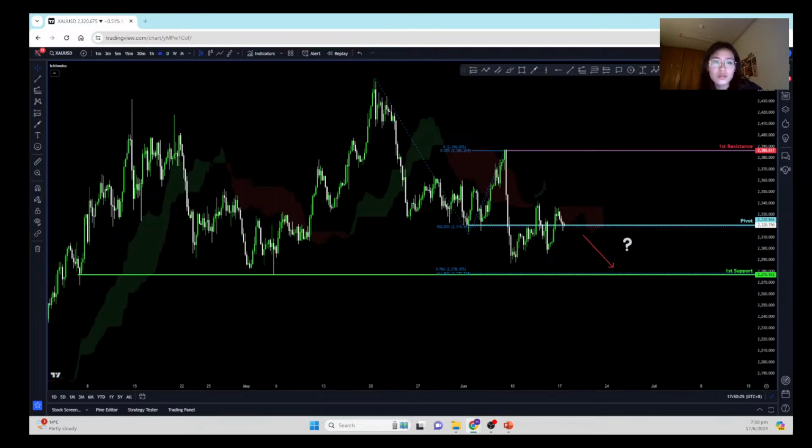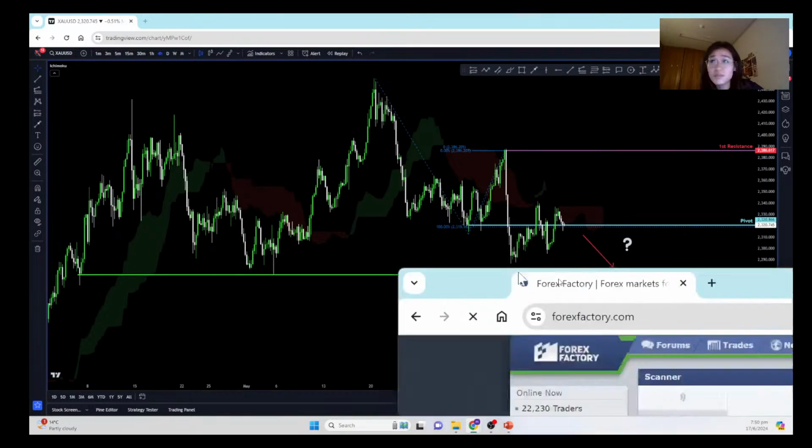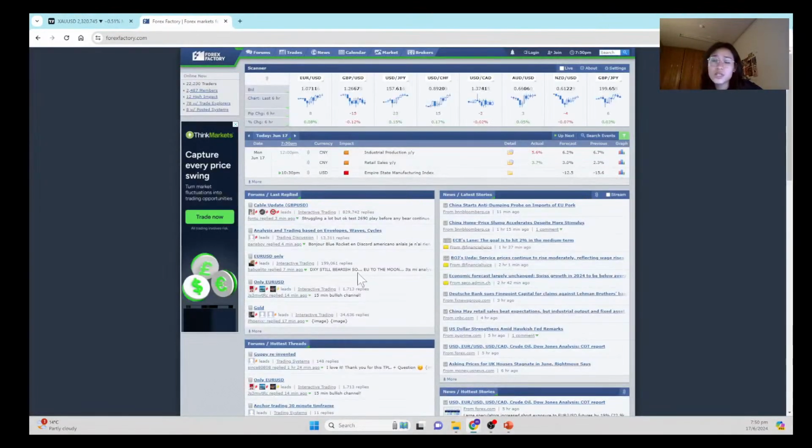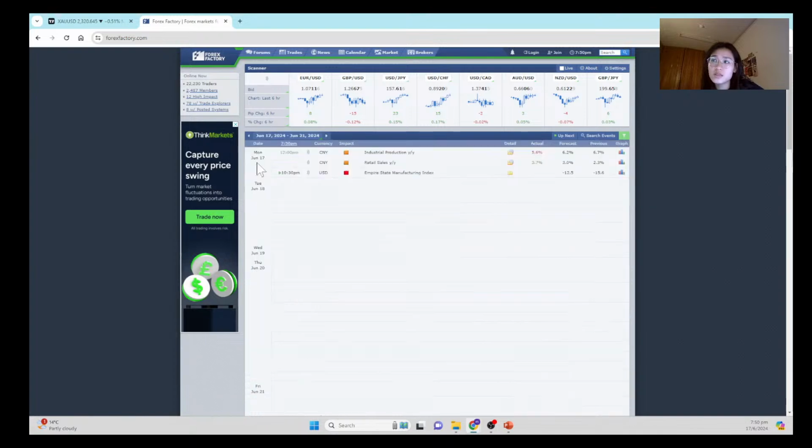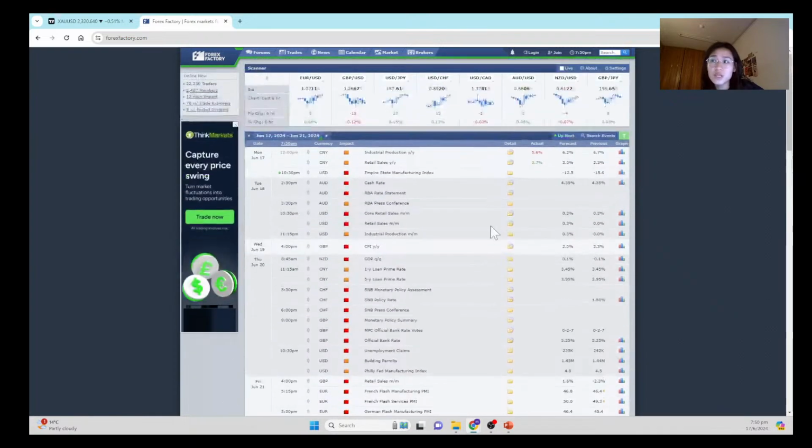We can also take a look at this week's events. Forgot to do that at the start. Basically, we like to use Forex Factory, but you can use any economic calendar that you prefer. I personally prefer Forex Factory. If we look at the 17th to the 21st, these are the events for this coming week. I have it filtered to only look at the medium to high impact events, indicated by these orange and red icons.